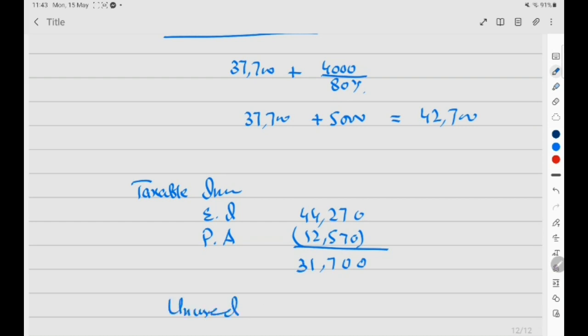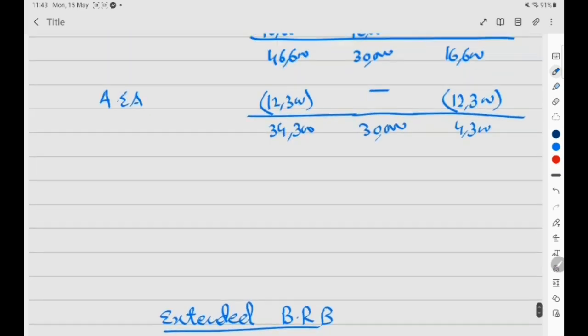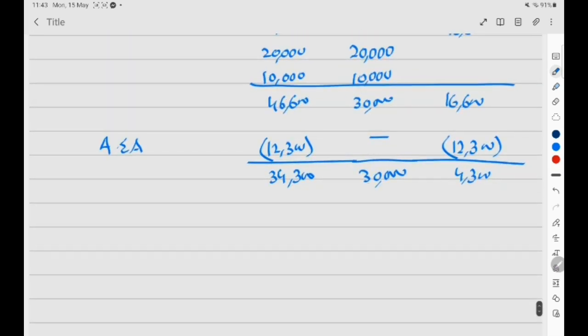Unused basic rate band. So it is 42,700, the extended basic rate band, minus 31,700 taxable income. So 11,000 is your unused basic rate band. Now you have to apply first to calculate the tax liability on other gains. 11,000 at the rate of 10% will be 1,100.